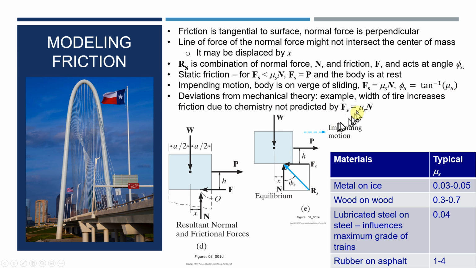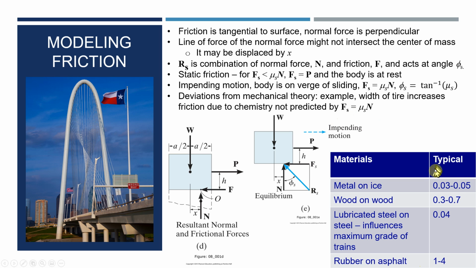And it's amazing how well this model works. There are some deviations, chemical bonding, for example, so that the width of a tire increases the friction, but it's a small effect compared to this, which is the big one. This is how we model nearly all friction problems because it's a pretty darn accurate approximation.